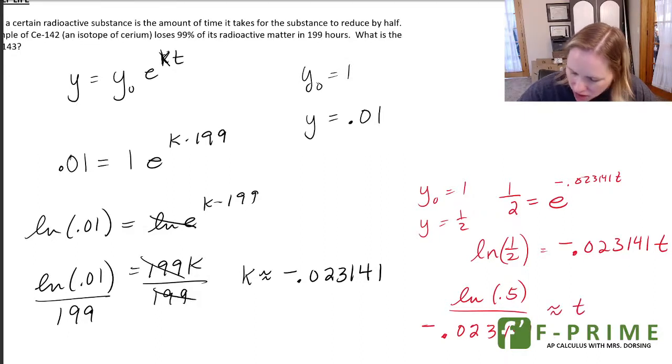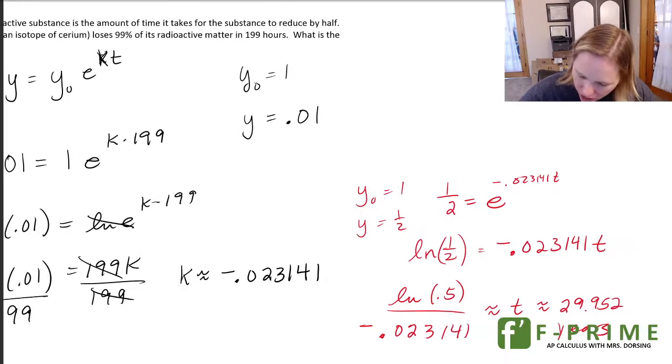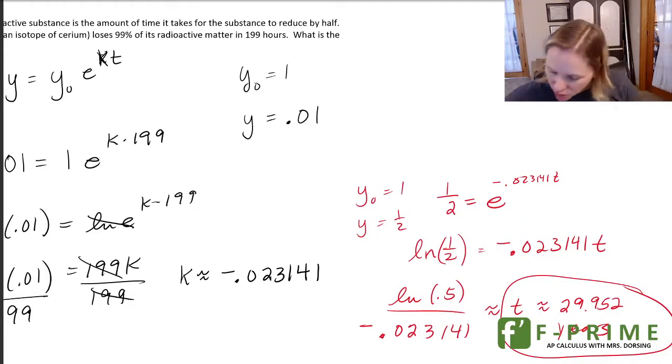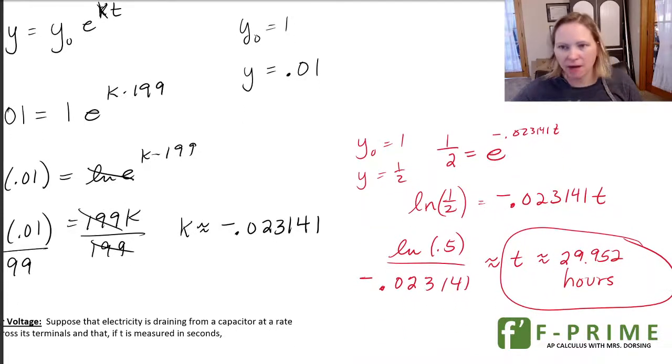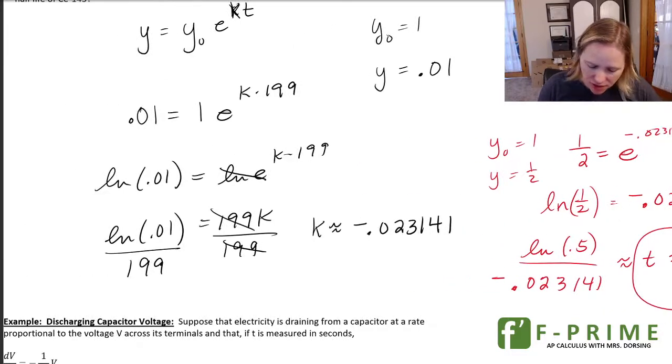And that is t. And when you plug it in, you get about 29.952 years. That's my half-life. Or not years, I guess it would be hours. Let's be consistent, right? Hours. Almost missed that. Make sure your units agree, right? We're measuring our time in hours. So about 30 hours is what it takes for it to cut in half. So that's what we call the half-life of this particular substance.